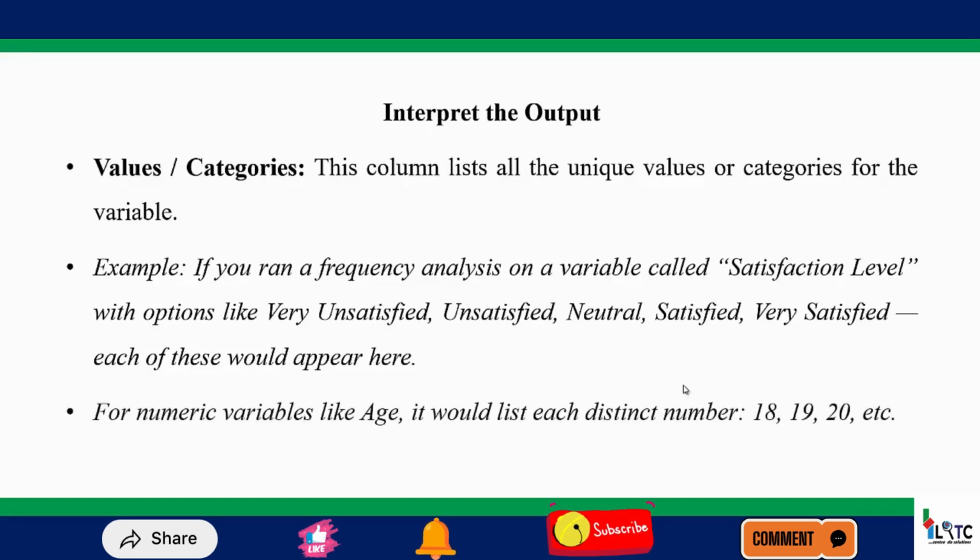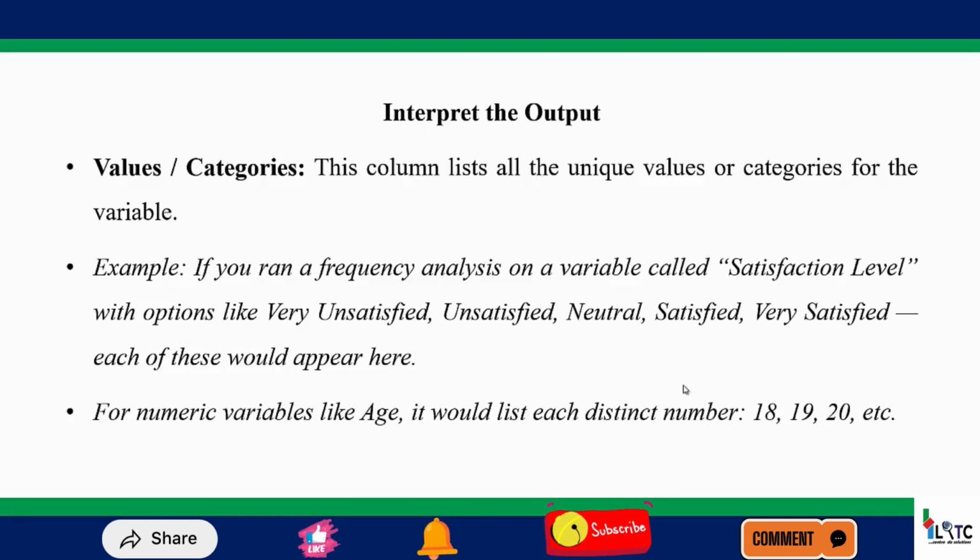And for a numeric variable such as age, you will see all the data. If the age is from 10 to 50, 10, 21, 22, 23, 24, you will see everything. So that's why it is not advisable to use frequency distribution for continuous data.